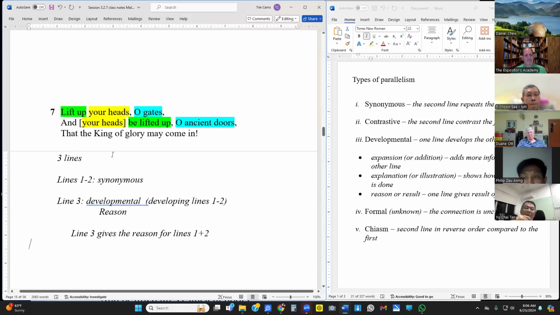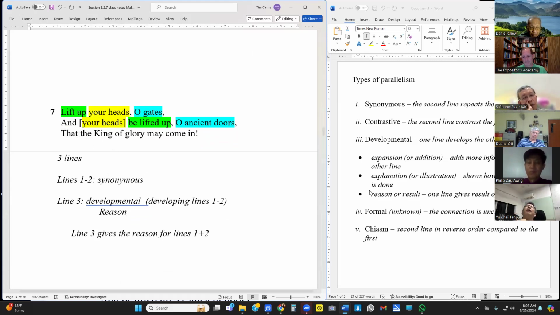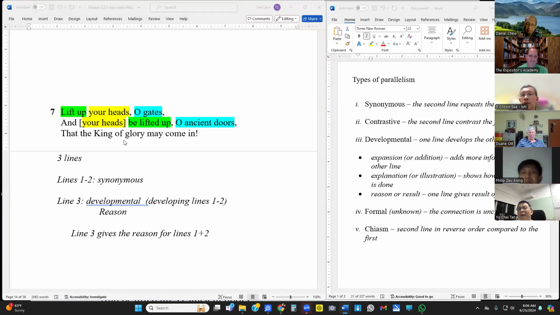Yeah. See that? And in this case, we have a connector word, that, or so that, right? That tells us why. Lift up your gates. Why? Your heads be lifted up, O ancient doors. Why? So that the King of Glory may come in. So it's really an image too, isn't it? Yeah. And also the imagery, sorry, is what's the word? Well, I'm not sure what's the word. The imagery is one in which the King of Glory does not need to have the door open or the gates open for him to come in because he is the Lord. So what I feel, I may well be wrong here, is the idea of even the creation worshiping the King of Glory.